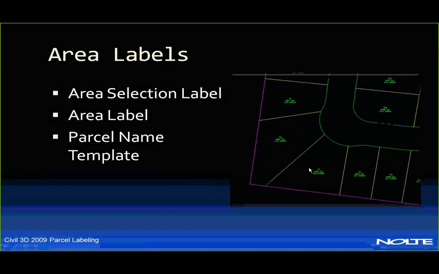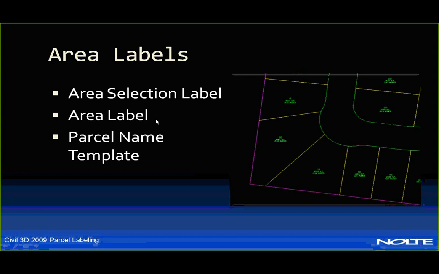All right, so looking at the area labels now, we're going to focus on that for a minute here. That's a label that's going to be in the center of the parcel so that we can attach to a parcel. The first one here is called an area selection label, and that one's added automatically when you create the parcel, and that's what you actually pick to select a parcel. So if you pick on a line, you're going to pick a segment, but if I pick on the label here, you'll actually grab the entire parcel.